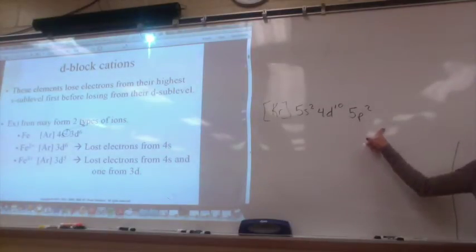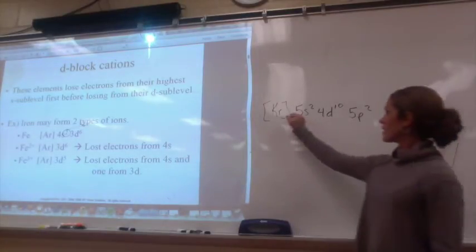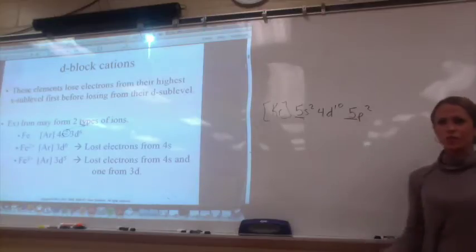Is that the configuration for tin? So what do atoms want to do when they lose their electrons? Where do they lose them first? Just in general, where do they lose them? From where? The valence shell. Well, your valence shell is the highest occupied energy level, which is 5.